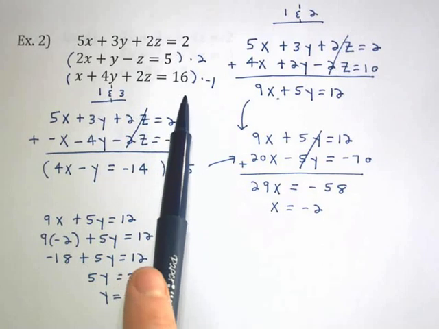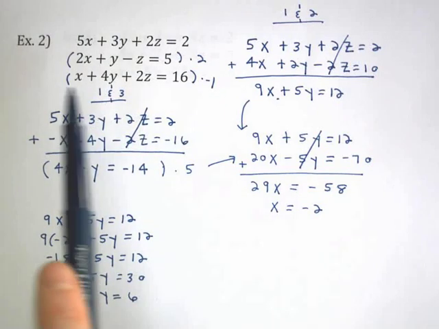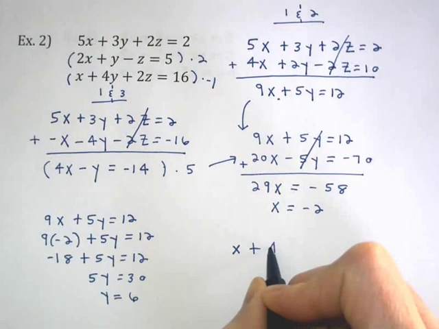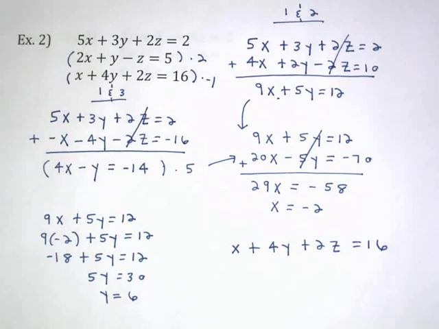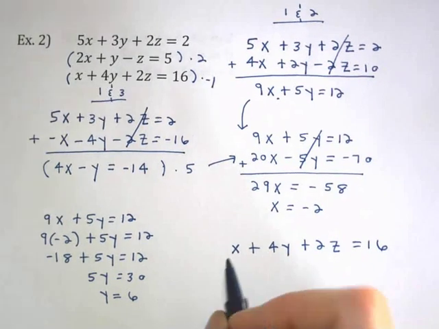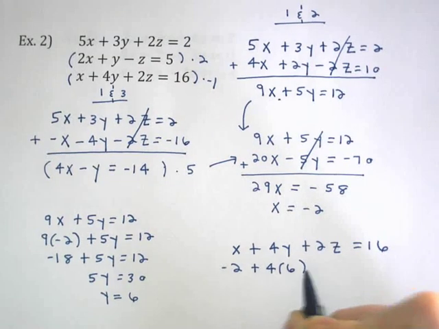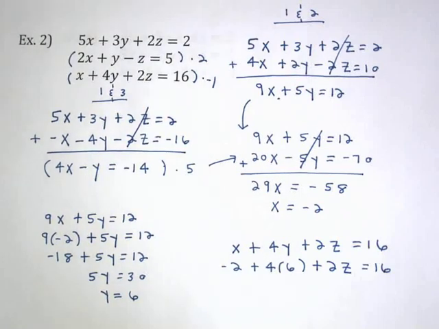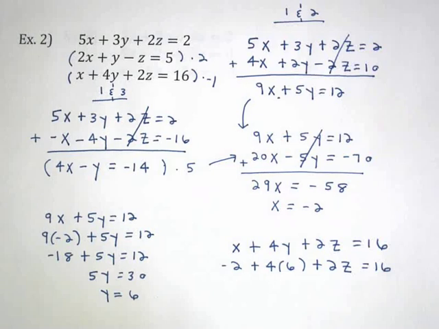So at this point, you're going to want to go back to one of your original equations that you started with, since you're having to use all 3 variables now. And I'm going to use the third equation. So I'm using the equation x plus 4y plus 2z equals 16. Okay, so put in -2 for x and put in 6 for y. And we're going to use that information to solve for z.